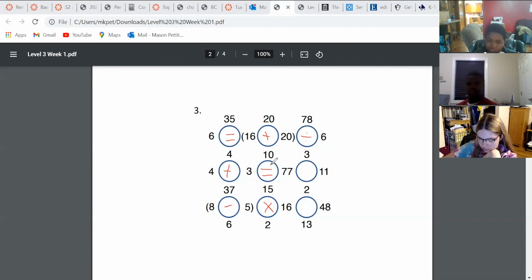4 plus 3 should give us 7. 77 blank 11 should equal 7. What are y'all thinking? What's the symbol in between 77 and 11? Times. Most of you said times. Oh, wait. Maybe he said that earlier and I just checked the chat later. 7 equals 77 blank 11.